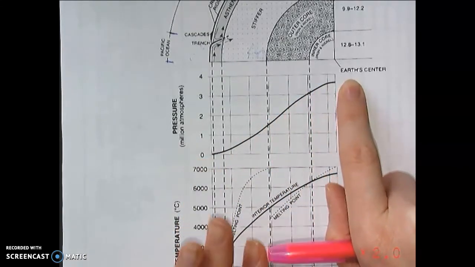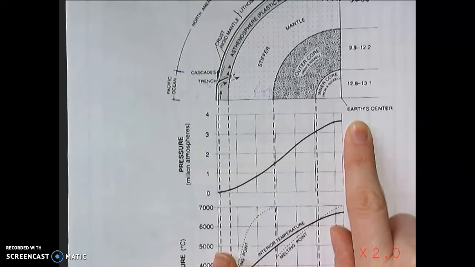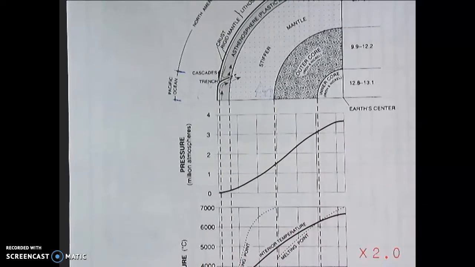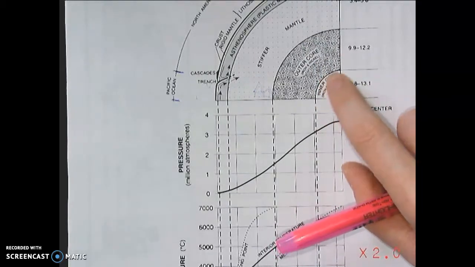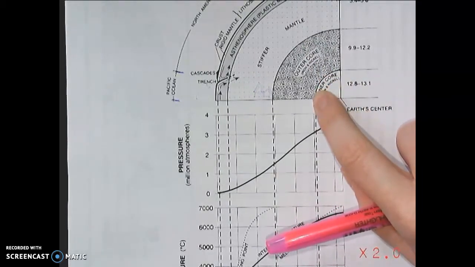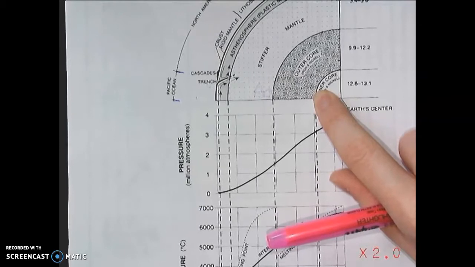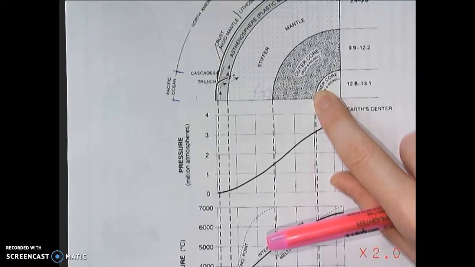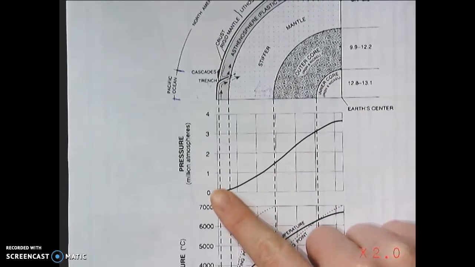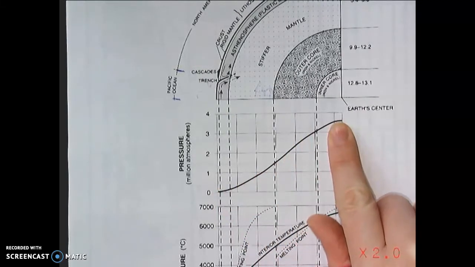If you completed the assignment that was due earlier this week called Journey to the Center of the Earth, you would have found out that by the time you make it to the start of the inner core, right about here, the pressure is so intense, it's like having 43,000 elephants balancing on your head. So as we go deeper into the Earth, the pressure absolutely increases.